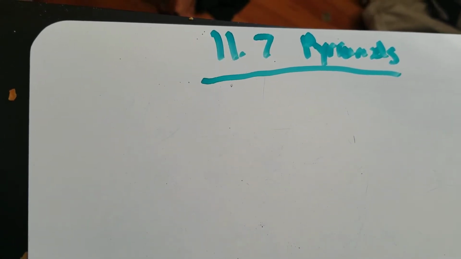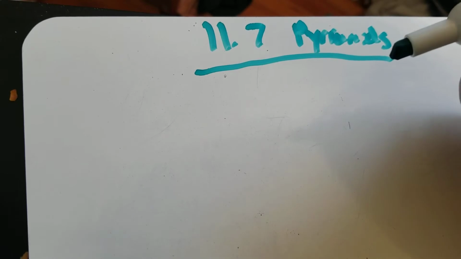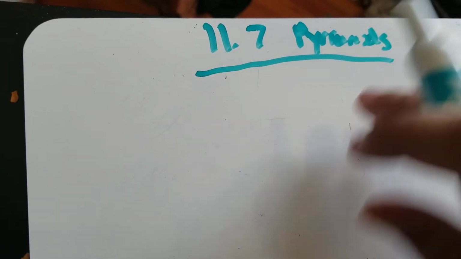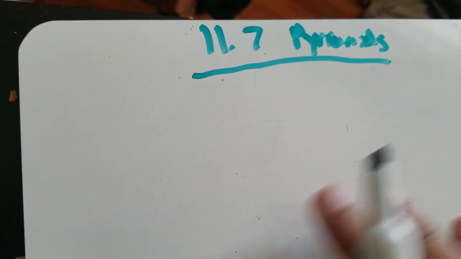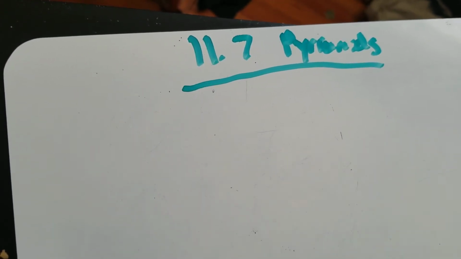Alright, hello geometry. Today we're going to do 11.7 pyramids. So thankfully pyramids and prisms are very alike. Sometimes we get confused on which is which, so I want to clear that up first. And then we're going to talk about the equation. But the equation is very, very similar to the equations for prisms.